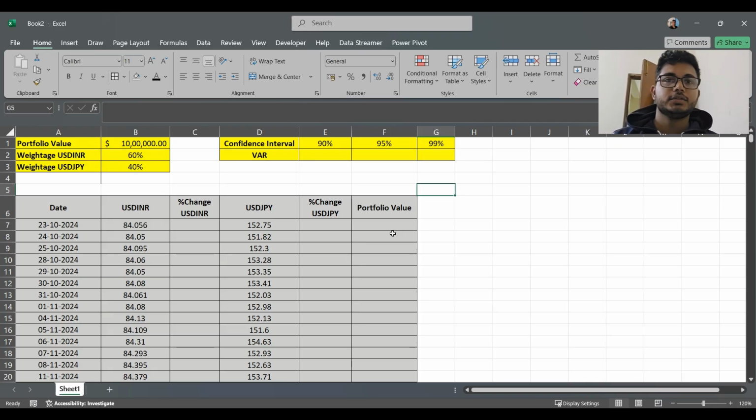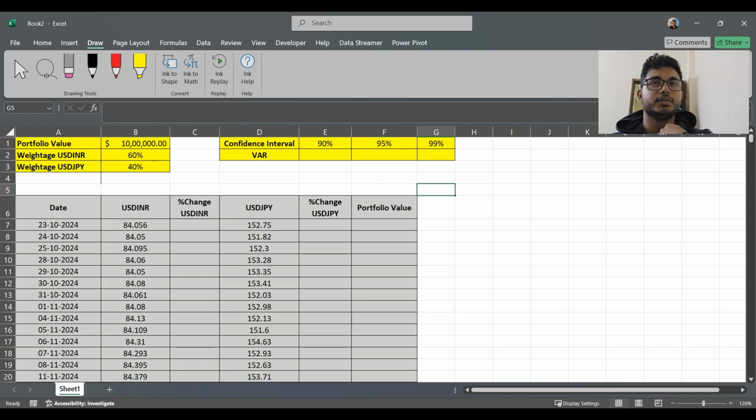Hey everyone. So today we are diving into one of the most important risk management tools used by traders, portfolio managers, and banks. That is value at risk. But instead of just talking theory, we are going to calculate it hands-on using real data from a foreign exchange portfolio which I handle, and the exposure consists of two currencies: Indian rupees and Japanese yen. Okay. So by the end of this video, you will understand exactly how the historical simulation method works and how to calculate it step by step in Excel.